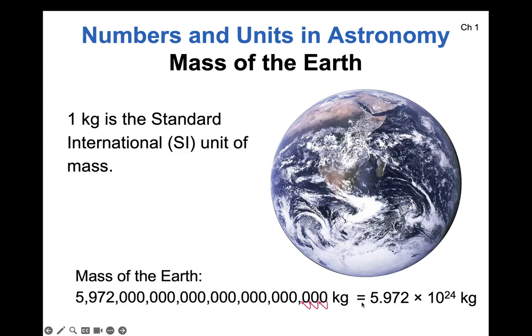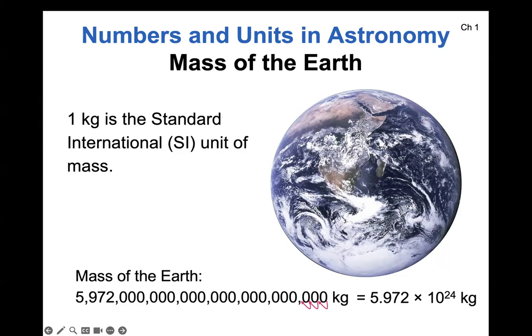The value in the front, the 5.972, is called the coefficient. It can have as many significant digits as it naturally has, okay? And we'll talk more about significant digits later. In this case, it has 4. But what's important is that it's between 1 and 10. That's always true. The coefficient is always between 1 and 10 when you write scientific notation.